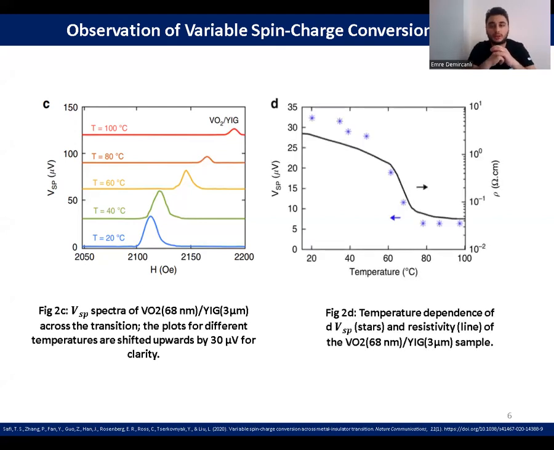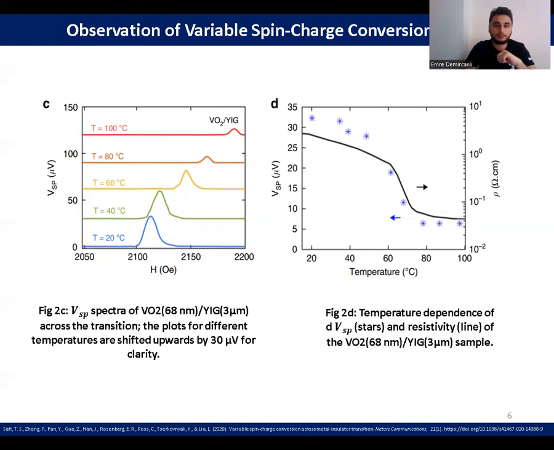We can look at the 2D graph to see this change more clearly. Here the VSP values are represented by a star, and as can be easily seen, higher peaks are reached at low temperatures. There is a decrease of about 80% across the temperature range. Based on the resistance change on the side, we can easily say that this decrease coincides with the transition of vanadium dioxide from the insulator to the metallic phase.